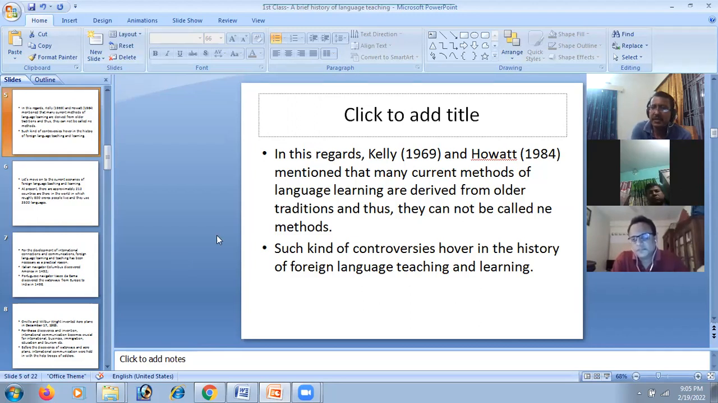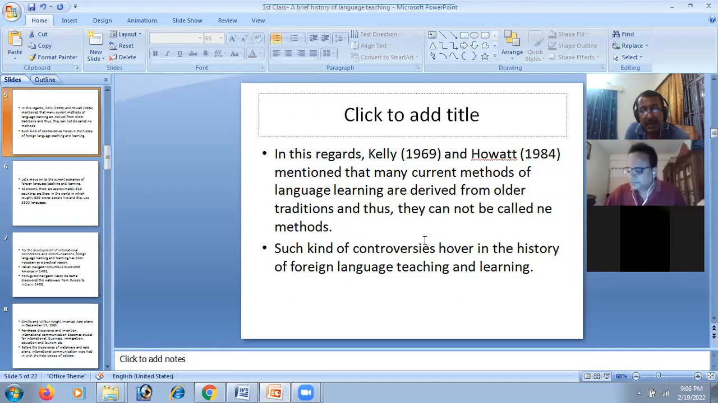Kelly 1969 and Howard 1984 claim that we are following several methods of learning a foreign language. They said that these methods are not quite different from the older methods, though we don't know which are the older methods and which are the new methods. We will be learning that later on. So this is their claim, that there is no basic difference between the previous language learning approach and the present language learning method. That was claimed by these two linguists. Have you got the point?